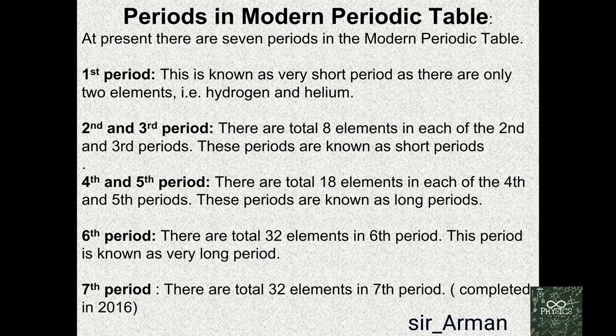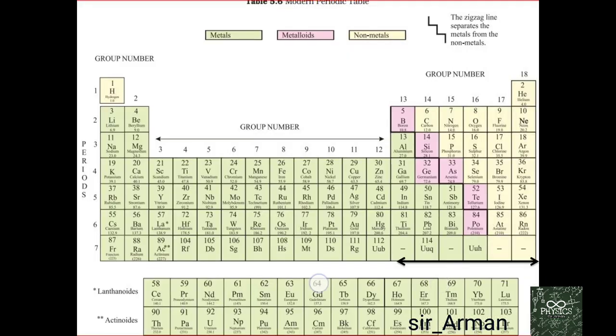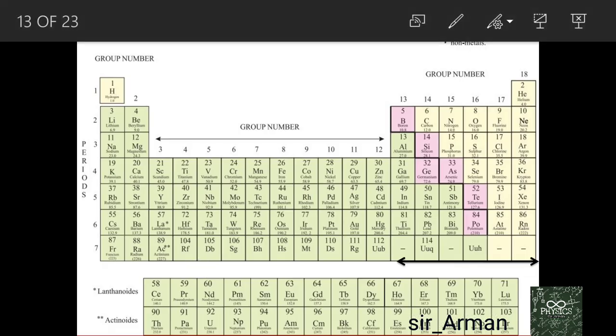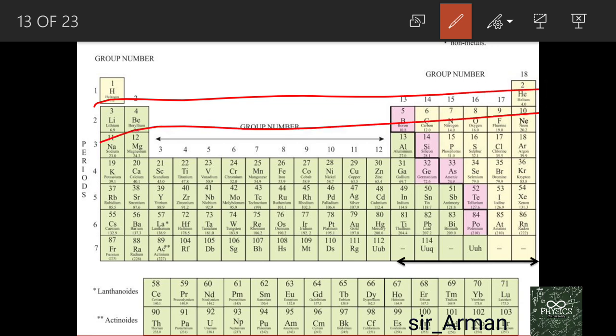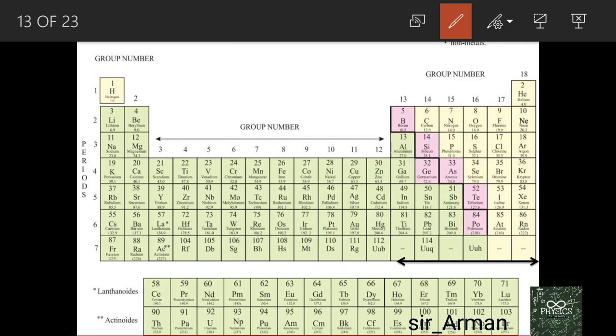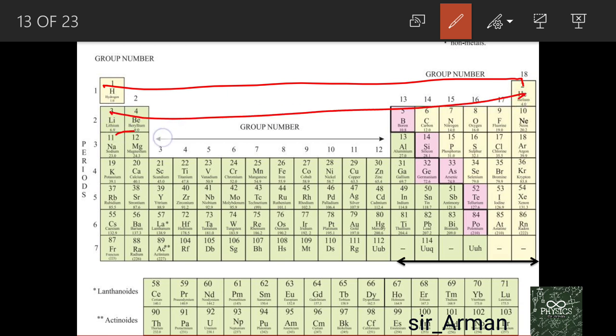Now periods. So what are periods? Periods are the horizontal rows. These horizontal rows are known as periods. The first period only has two elements, hydrogen and helium. Periods number 2 and 3 consist of 8 elements each, and they are known as short periods. The first period is known as the very short period.